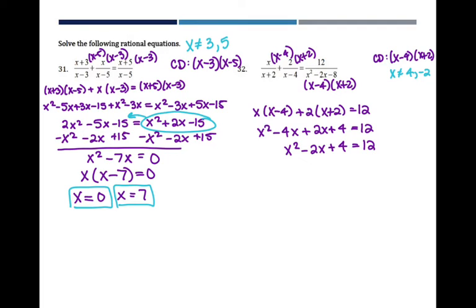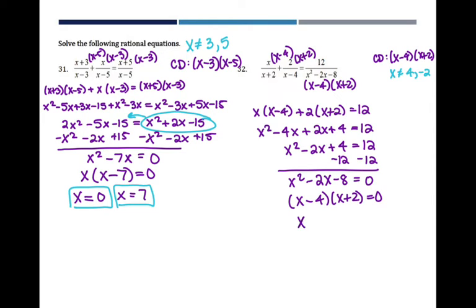Let's go ahead and get it equal to 0. Subtract 12 from both sides. And let's see, get 0 over here, x squared minus 2x, what is that, minus 8. And let's keep factoring. So that factors to (x minus 4)(x plus 2).